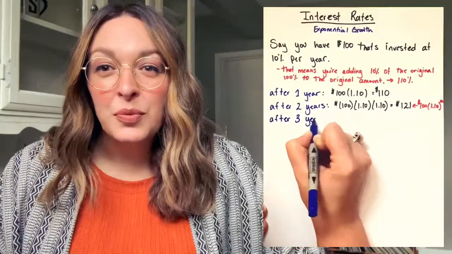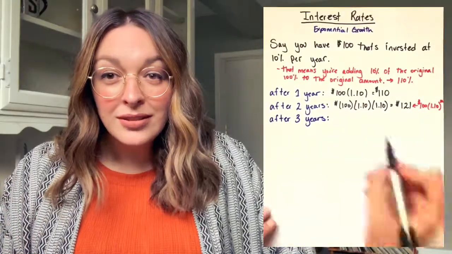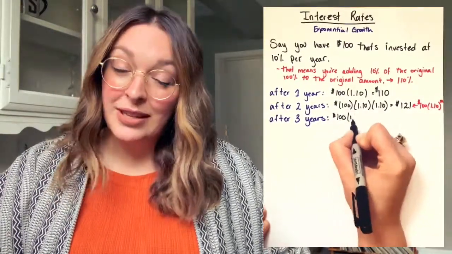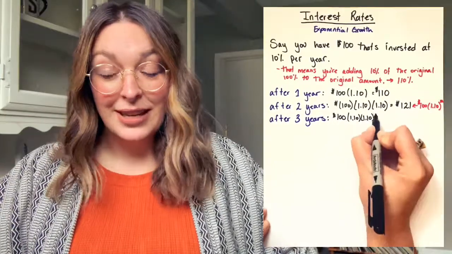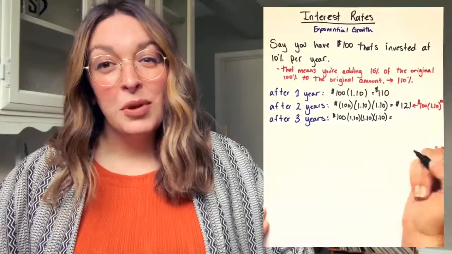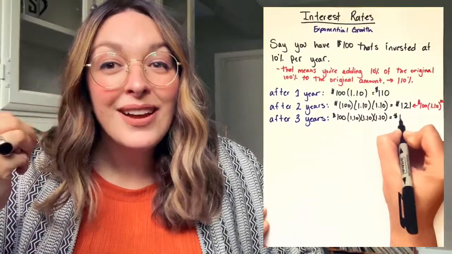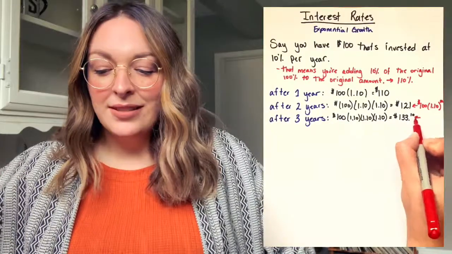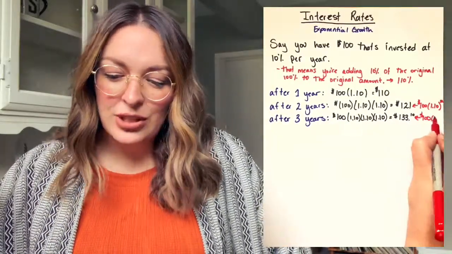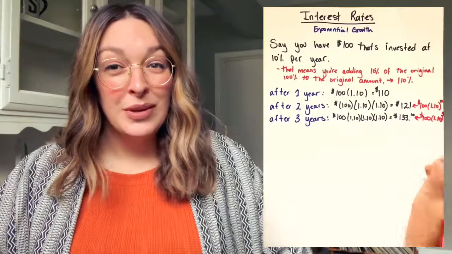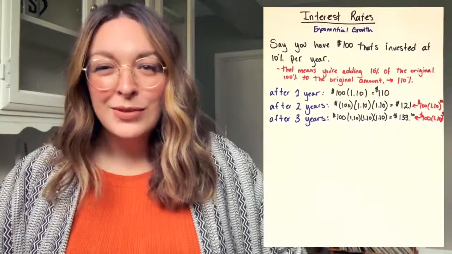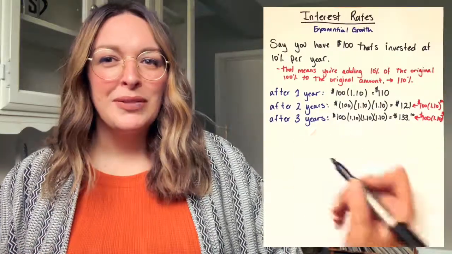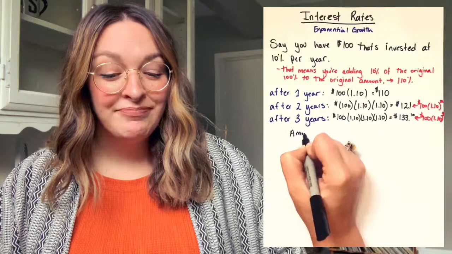Say after 3 years, well, we had our original $100, and then we multiplied it by 1.10 after the first year, and 1.10 again to get the second year, and 1.10 again to get the third year. So I'm multiplying by 1.10 3 times. Exponential growth. I got $133.10. So really, if I want to shortcut that, I could just take $100 multiplied by 1.10 to the power of 3. You see what's happening with those exponents? Kind of looks like they match up with the number of years that this thing is being compounded.